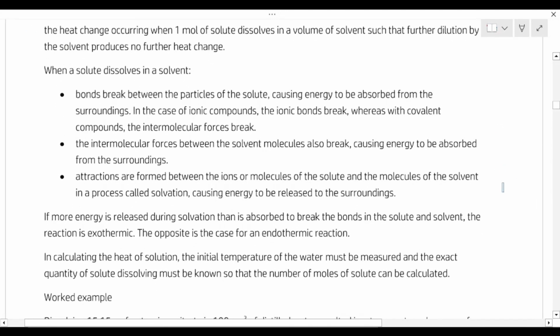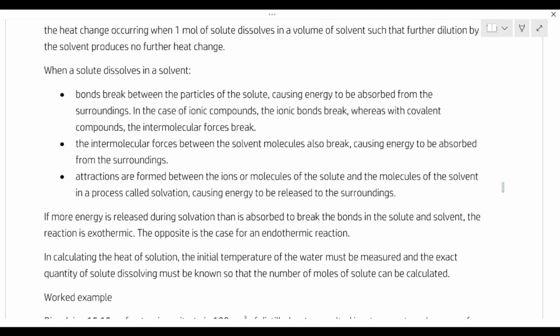Now, when your solute dissolves in your solvent, you're going to have bonds between the particles of the solute breaking, which causes energy to be absorbed from the surroundings. For ionic compounds, the ionic bonds break, and with covalent compounds, the intermolecular forces break. Now, the intermolecular forces between solvent molecules also break, which causes energy to be absorbed. And finally, attractions are formed between the ions or the molecules of the solute and the molecules of the solvent, and that's called solvation, which causes energy to be released.